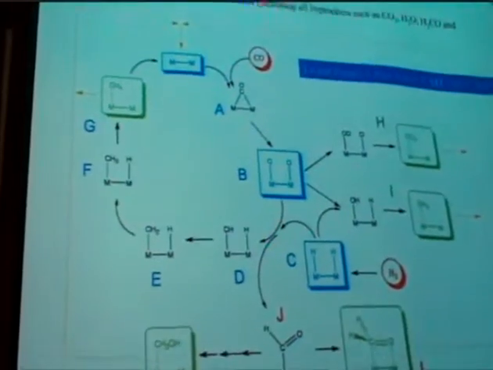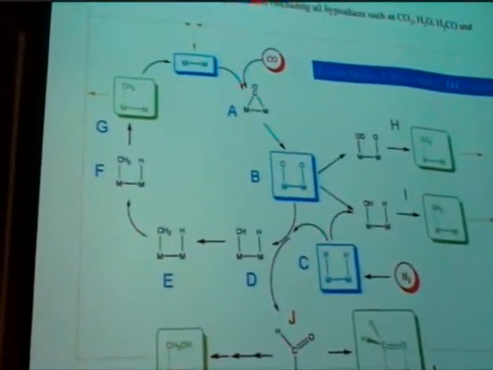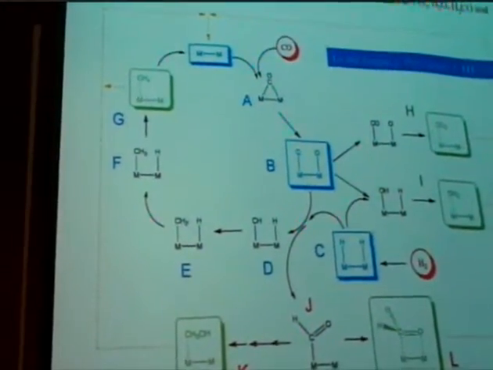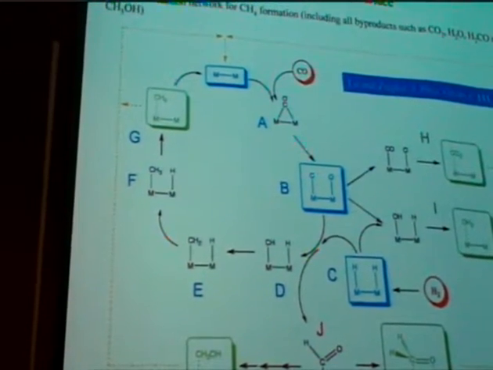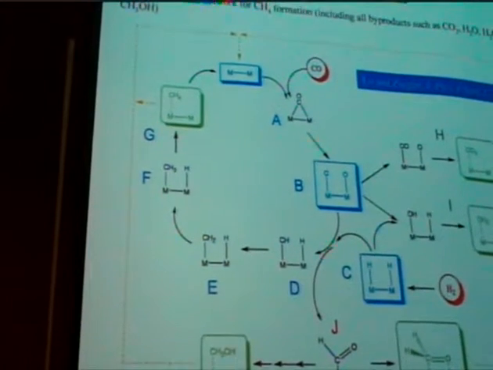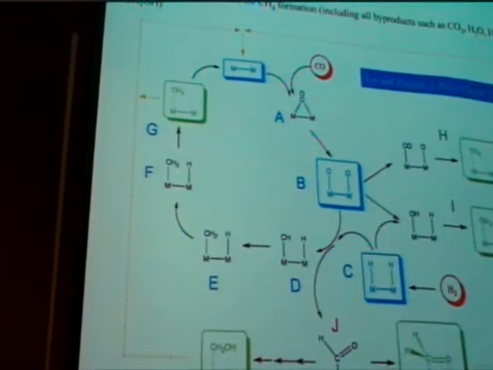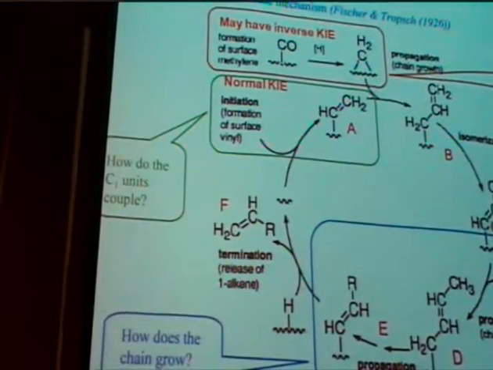This is lifted from Lo's paper for methanation. It's similar. Again, you see lots of structures, you see a cyclic mechanism, but only if a step D to E or E to F is the only rate limiting step will you get the isotope effect. And it can be the inverse isotope effect. It only provides information for that.